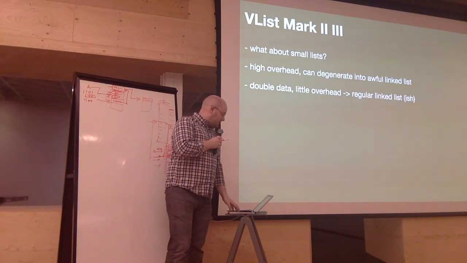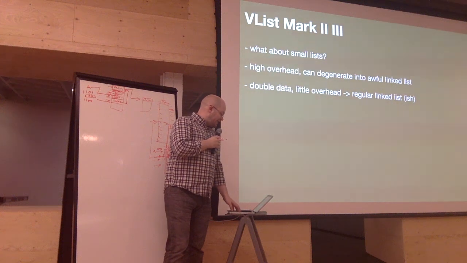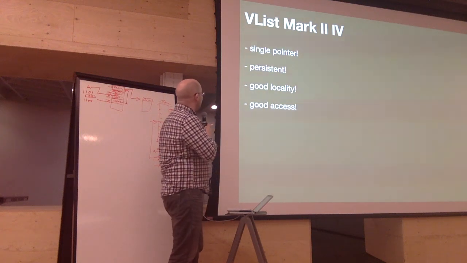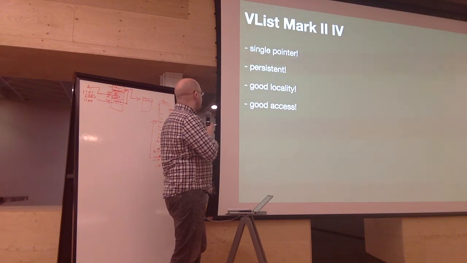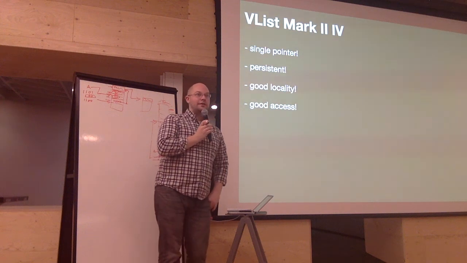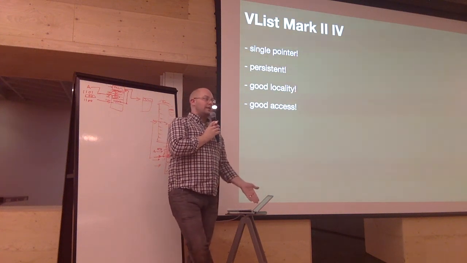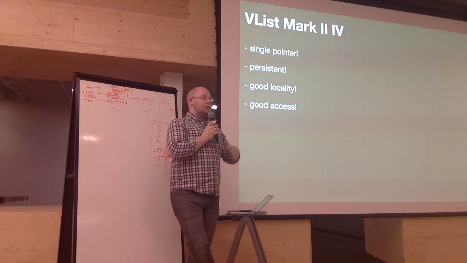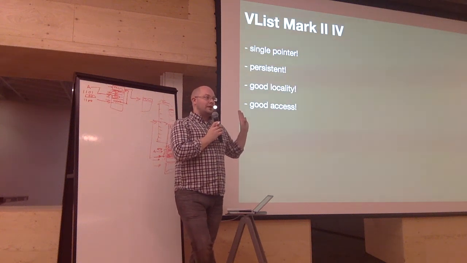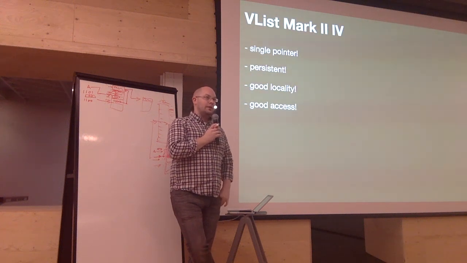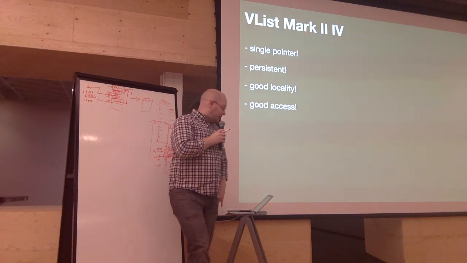So we just talked about small lists and the high overhead. So this is great. This is really good. We've got it down to a single pointer. It's persistent. We've got great locality, which I didn't talk about, but for any larger lists, you're going to have long arrays. As you load items into memory, you're going to load a whole bunch more into the cache, and so as you work your way backwards through it, you're going to have really good spatial locality there.